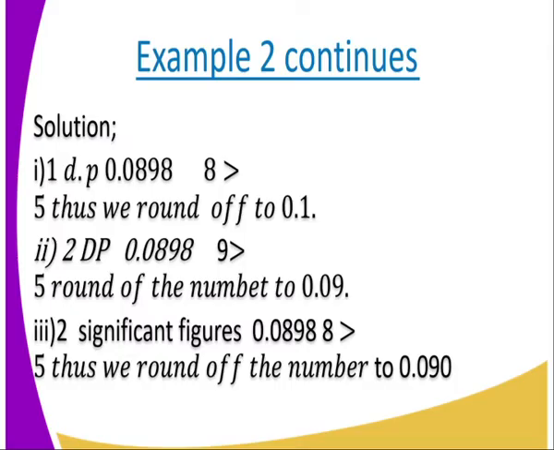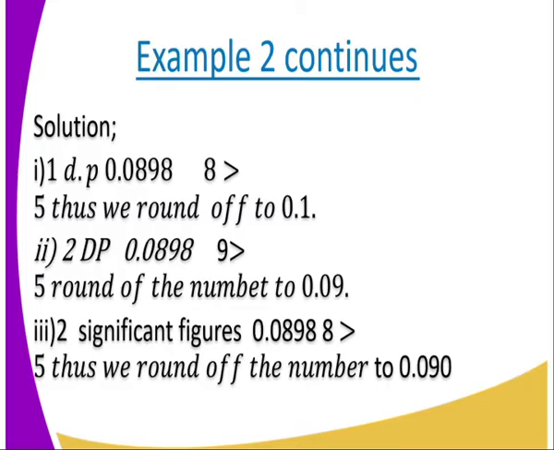We go to Roman 2, to 2 decimal places. Remember my first decimal place is 0. Then after that it is 8, which we refer to as the hundredth. So in that case, we go to the thousandth. And my thousandth is 9, and it is greater than 5. So we round up, which is 0.09.